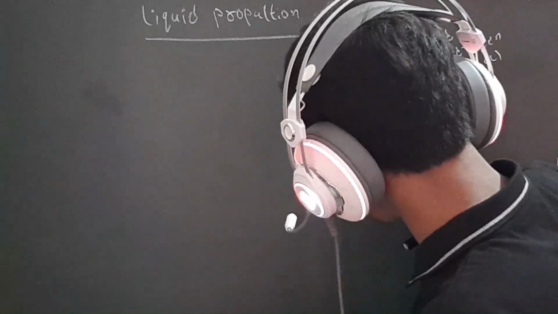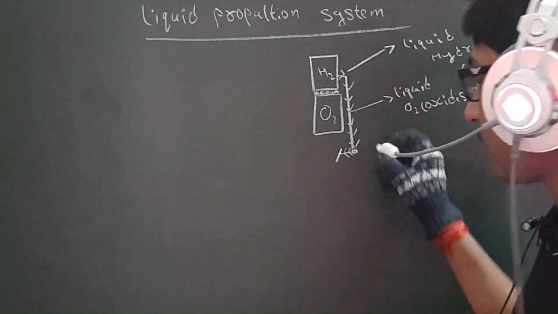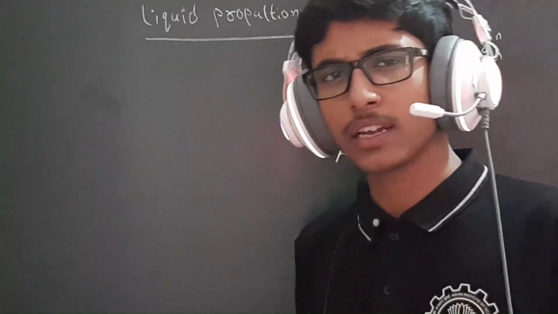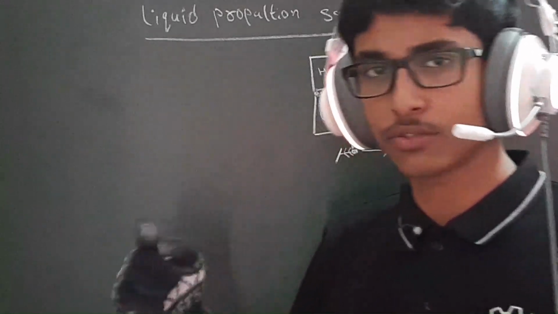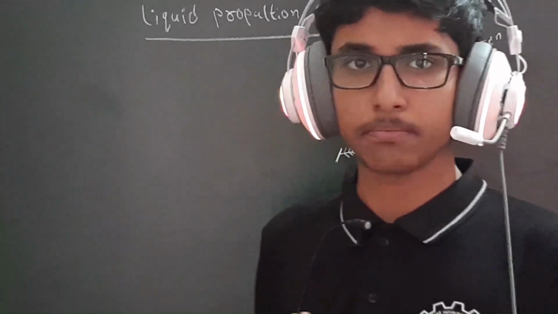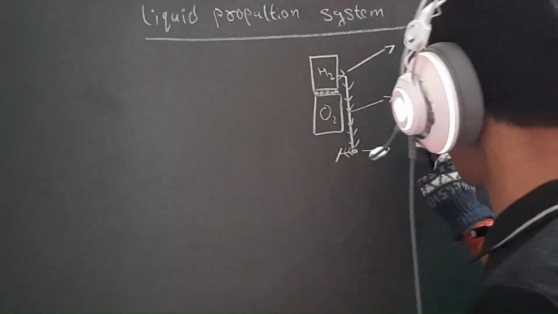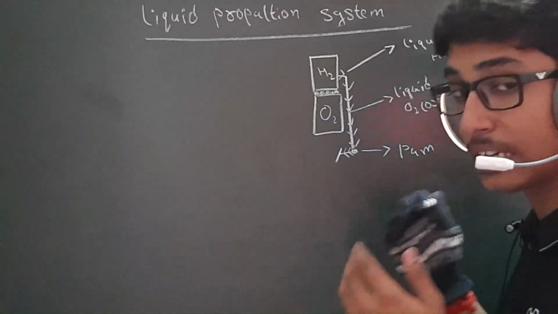Here is something special, that is the pump. I cannot draw the pump, but understand that there is a pump in the H2 module. The pump basically allows us to control the flow of liquid hydrogen, right? By controlling the flow of liquid hydrogen, we can control the combustion ratio, and by doing that, we can control the speed of the rocket, right? That pump is electrically operated, and every container has its own pump: the H2 has its own pump and the O2 has its own pump.